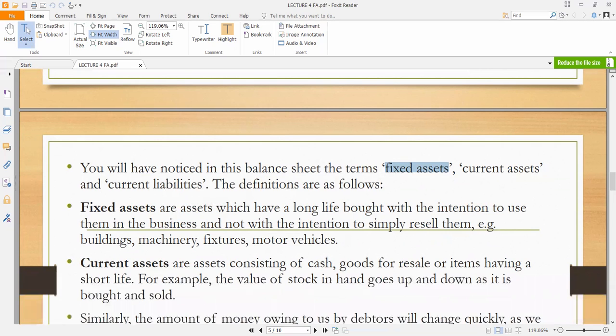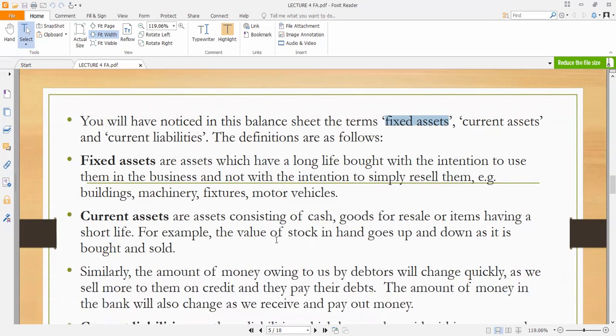Fixed assets are assets which have a long life, bought with the intention to use them in the business and not with the intention to simply resell them. For example, we are talking about buildings, machinery, fixtures, motor vehicles, and so on and so forth.